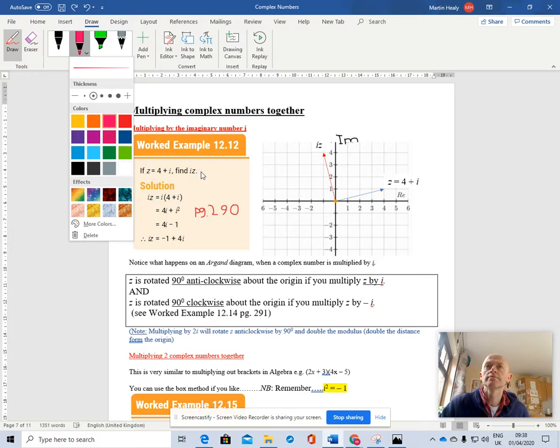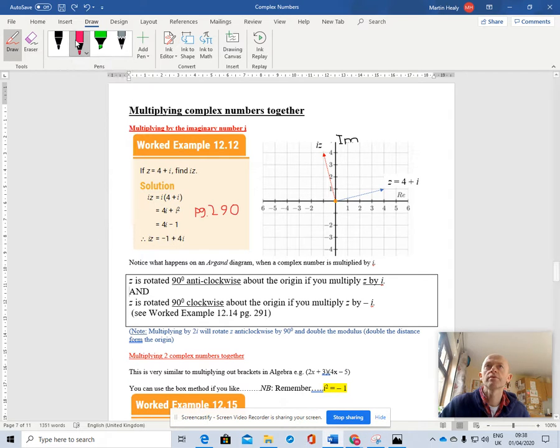So what we have here is z equals 4 plus i. Find i multiplied by z. So we take 4 plus i and sub it in for z, and we multiply it out as you would normally with brackets. So i multiplied by 4, and i multiplied by i is i squared. At this stage, you know i squared equals minus 1. So we put them in, then rearrange that into its normal format, the real bit first, then plus the imaginary bit, 4i.